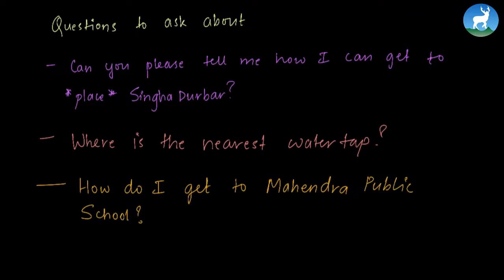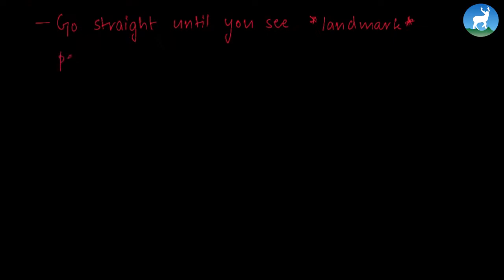Now here are some of the answers. You can say, go straight until you see a landmark. I'll come back to what a landmark is later on. So now I'll be referring to people boat as a landmark. So you should have understood what a landmark is. Go straight until you see a people boat, then turn left. Okay, so you're giving a direction. Go straight until you see a people boat, then turn left.